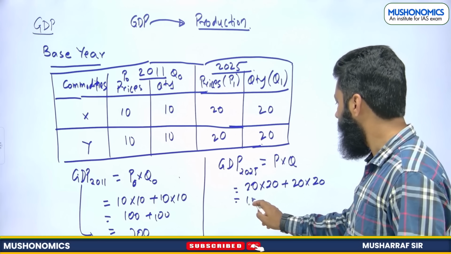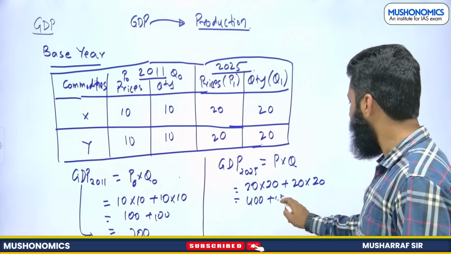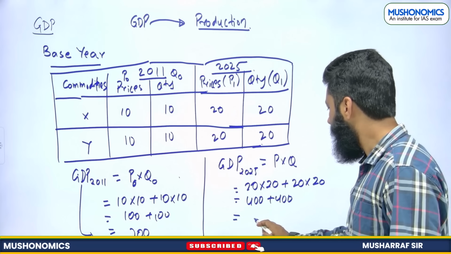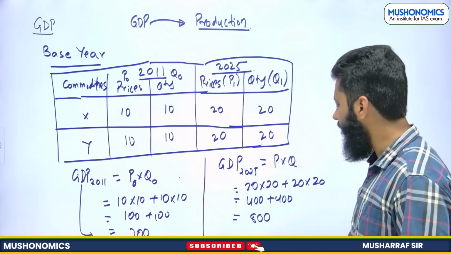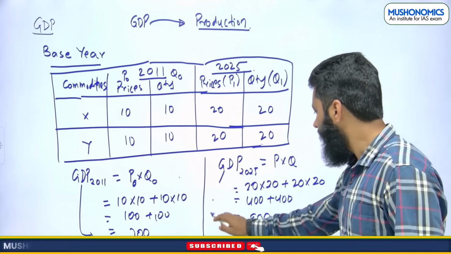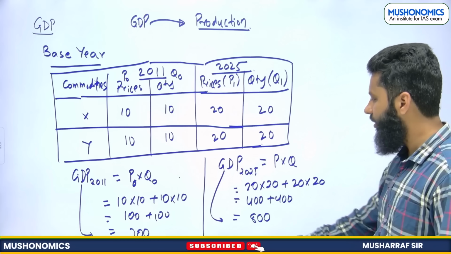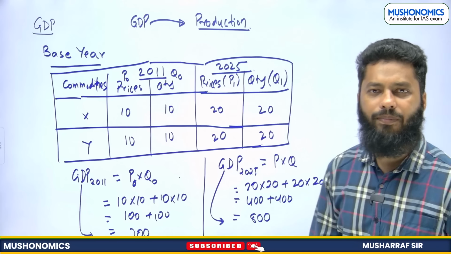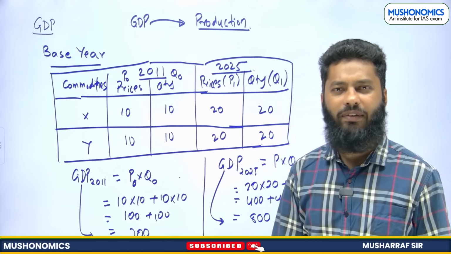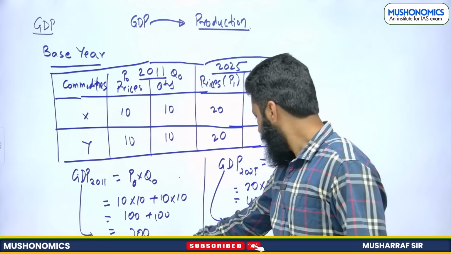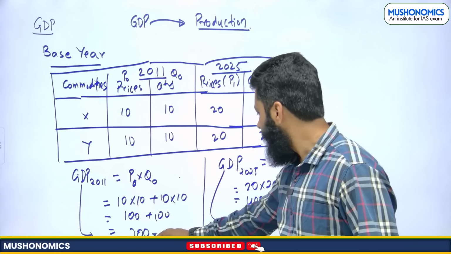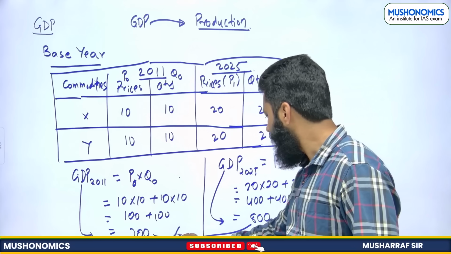This is 400 plus 400. This comes out to be 800. So GDP for the year 2025 is 800. Now, what is the difference that we can see here? From 200 to 800, GDP has increased how many times? 4 times.